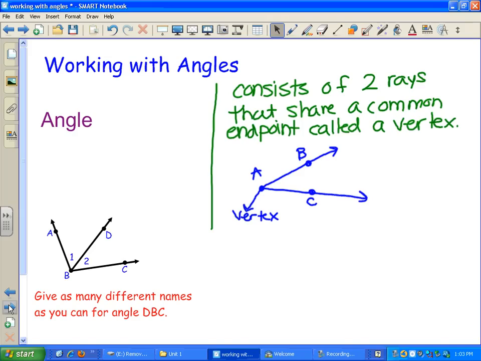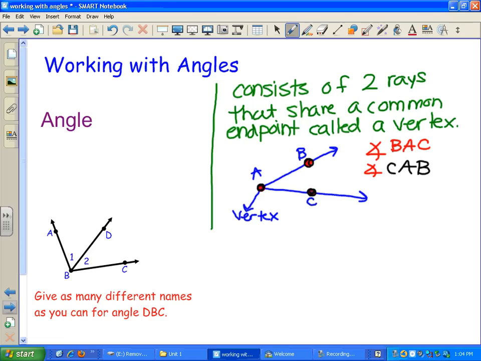So, for example, if we look at the angle we drew in our sketch, I could go ahead and name it angle BAC. I have to go in order, so BAC. A is the vertex, so A needs to be in the middle. Or I could go the other way, and I could talk about angle CAB.